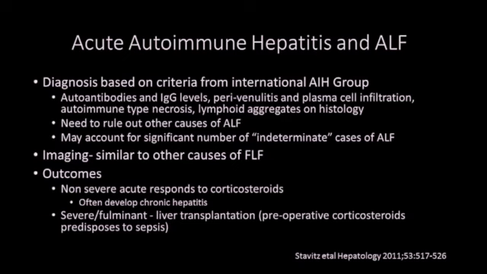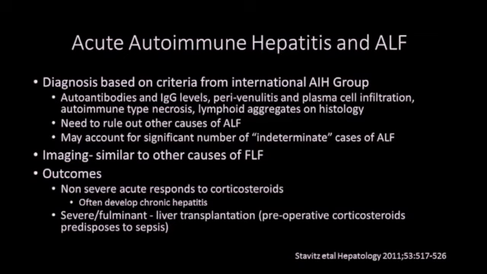As I mentioned, autoimmune hepatitis is a cause of acute liver failure. It may be a more common cause than we have known about, and sometimes it's difficult to make the diagnosis because the antibodies and levels may just not be high enough to determine it. The imaging is similar to the other causes, and the outcomes, as you can see, can go in two different pathways. The severe or fulminant patients may go on to a liver transplant. Those that are not quite as severe respond well to corticosteroids.